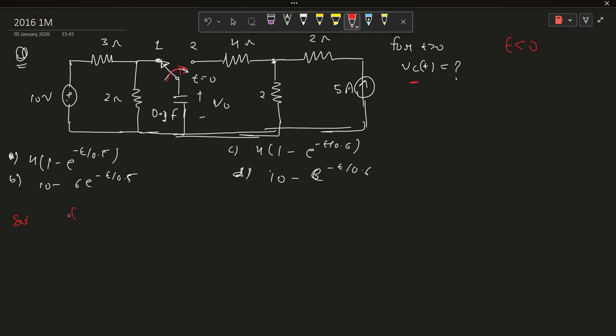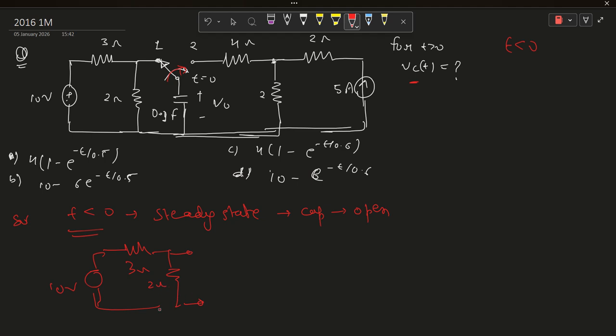First we will analyze the t less than 0 part, when the circuit is in steady state. The switch has been at position 1 for a very long time, so we can assume the circuit is in steady state. At steady state, the capacitor behaves as an open circuit. So the circuit becomes 3 ohm, 2 ohm, and a 10 volt voltage source, and we denote the capacitor as open circuit.